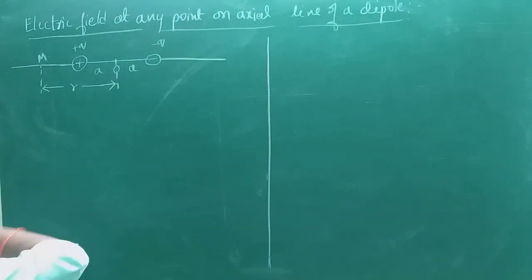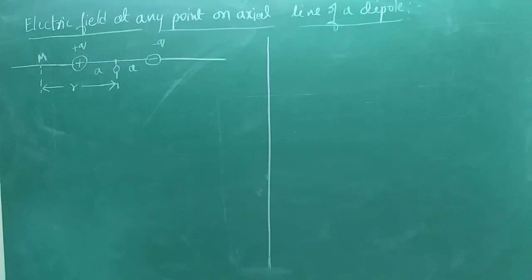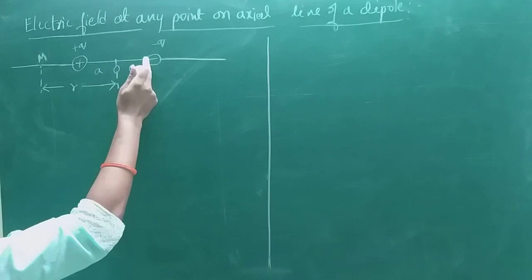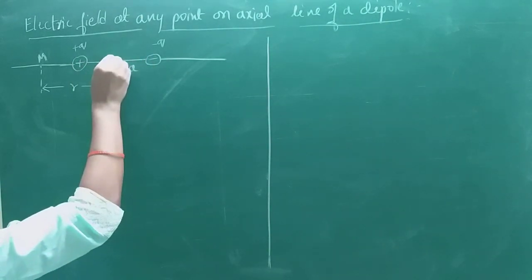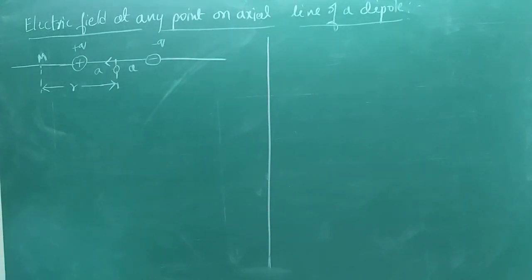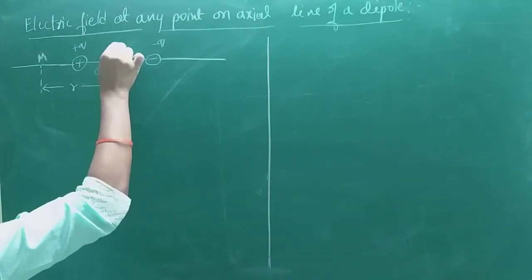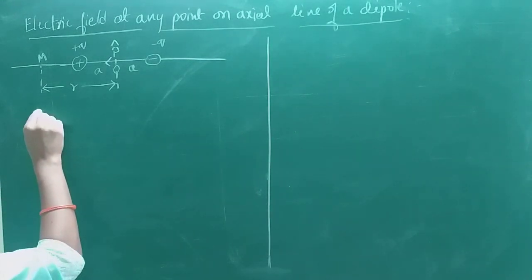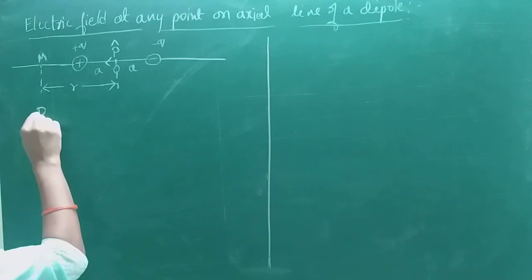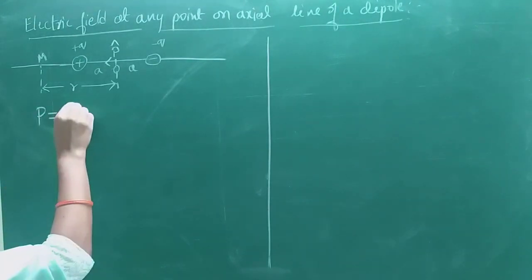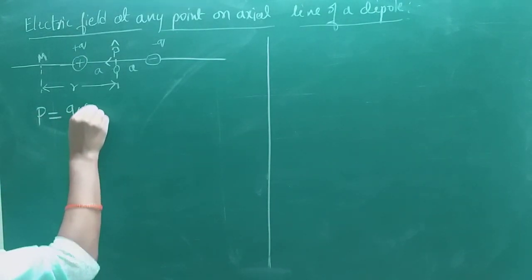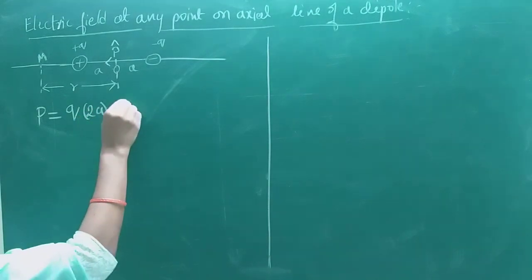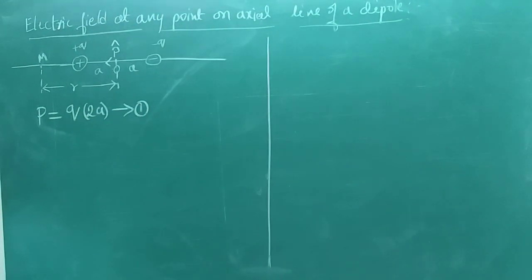Now let us consider the dipole moment. We know the dipole moment acts from negative to positive charge. So the direction of the dipole moment is represented by the unit vector p cap. The magnitude of the dipole moment is given by P equals Q into 2A. Let us take this as equation 1.